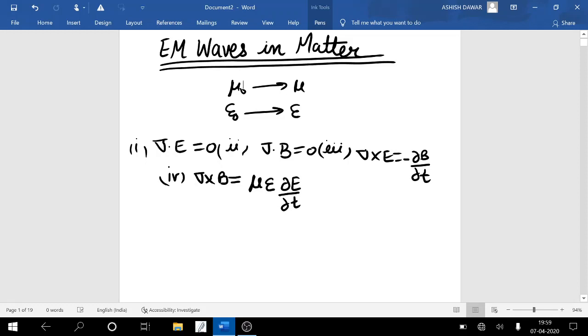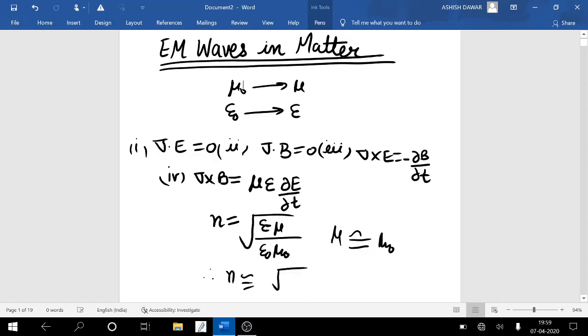So if we have to write the refractive index, then this is equal to root of epsilon mu upon epsilon naught mu naught, and as for most of the materials mu is very close to mu naught, therefore n is approximately equal to root epsilon r, where epsilon r is the dielectric constant. So similarly we can write the energy density.